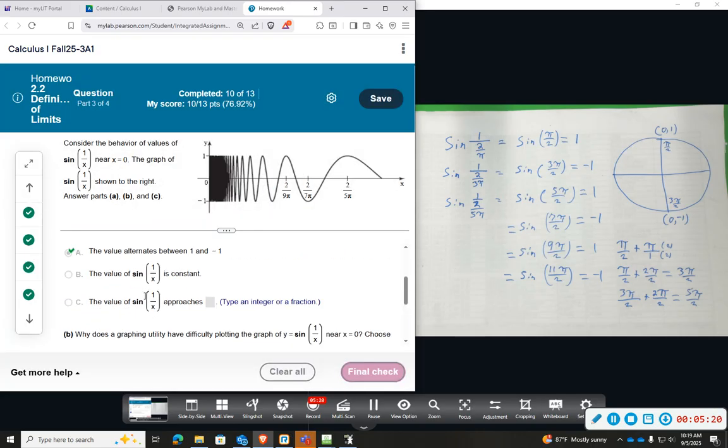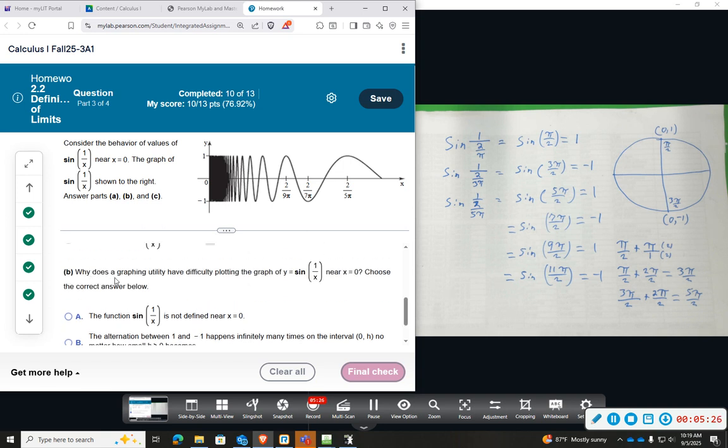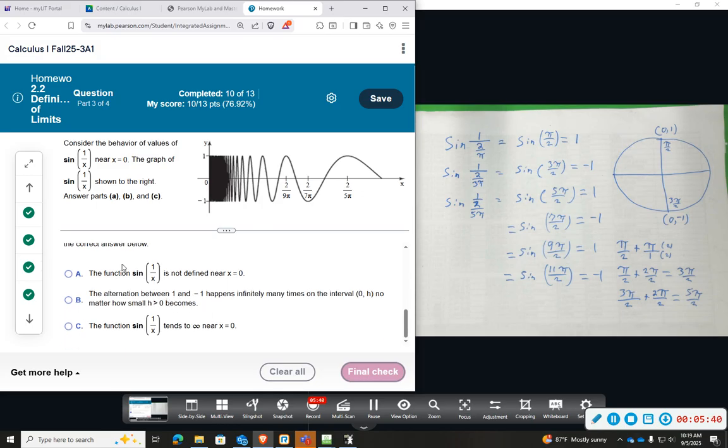So now it says, why does a graphing utility have difficulty plotting the graph of sine of 1 over x near 0? That's going to be because as it gets closer to 0, it just looks like a straight line, or you can't really tell what's going on because there are infinite points. So it says the function is not defined near 0. It says the alternations between -1 and 1 happen infinitely many times over the interval 0 to h, no matter how small h becomes. That looks appropriate. And it says the function tends to infinity near 0. Nope, and you can see it just looks like a black blur.